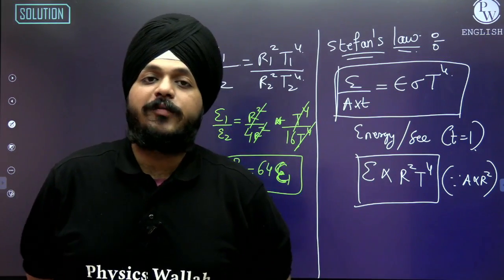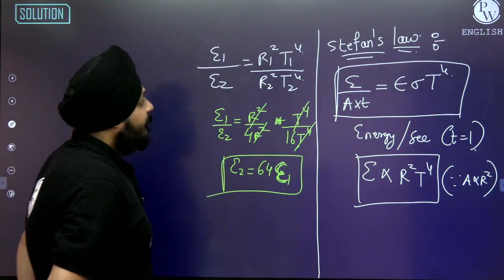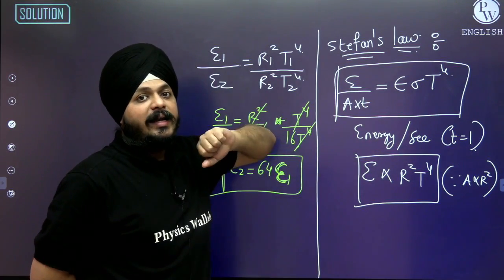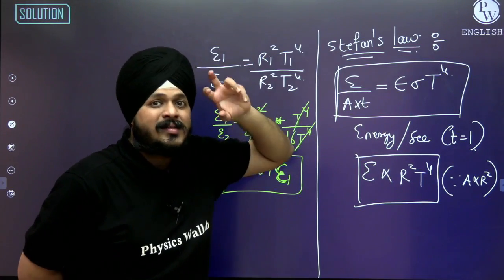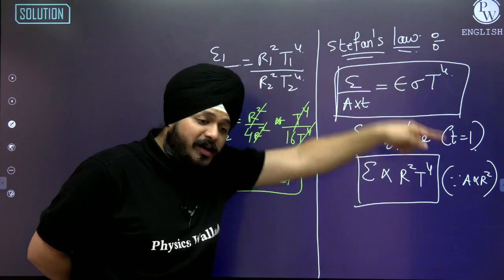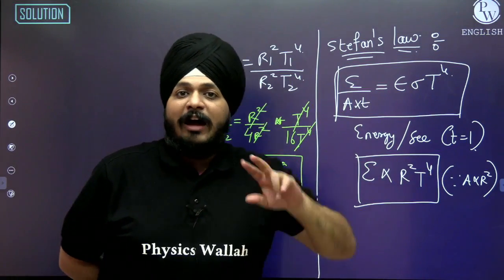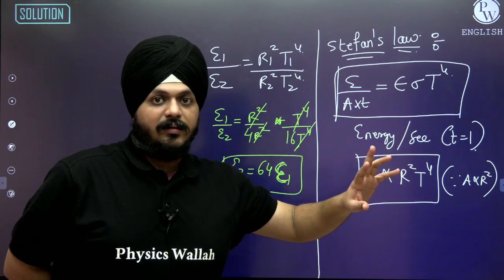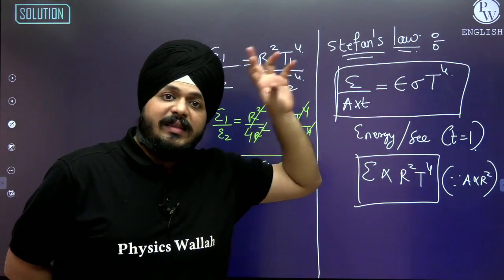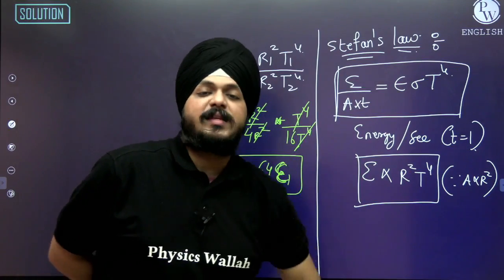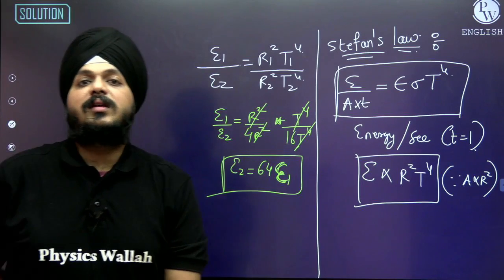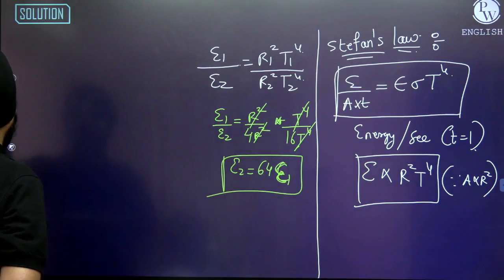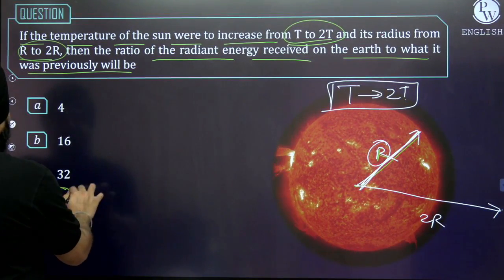So what will be the ratio of E2 by E1? That will be 64. So if the radius of the sun is changed, then the amount of energy Earth is receiving now is 64 times the previous one. After changing the parameters, whatever amount of energy Earth is receiving is 64 times the previous. What will be our answer? D will be the perfect answer for this question.